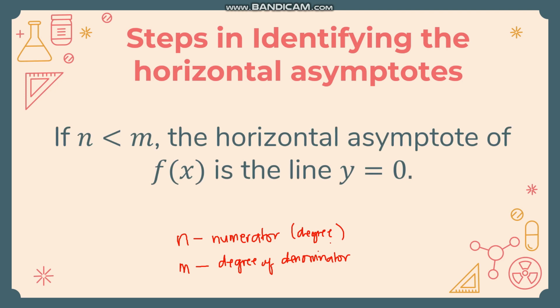Now, if n is less than m, the horizontal asymptote of f of x is the line y equals 0. So once you identify the values of n and m, and you notice that n is less than m, let's say n is 1 and m is 2, then the horizontal asymptote of the given function is y equals 0. Again, this will happen if n is less than m.